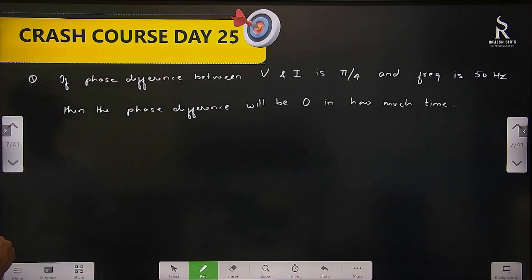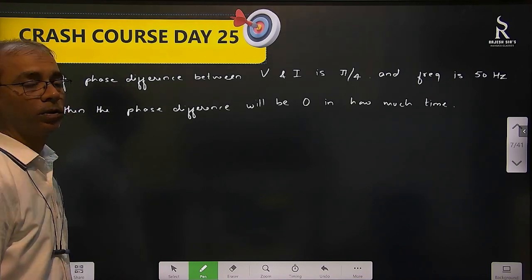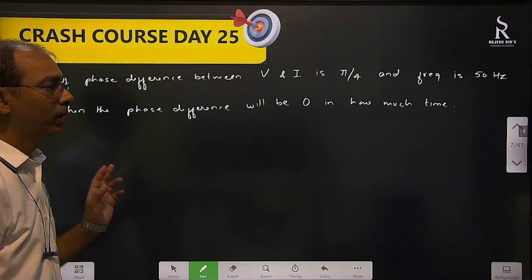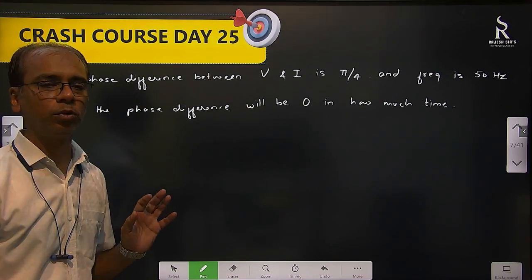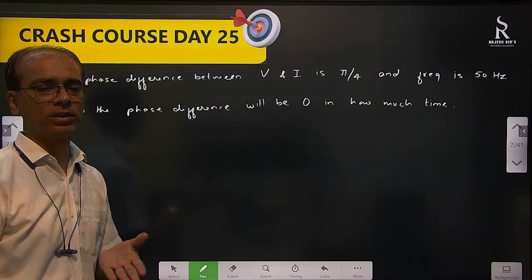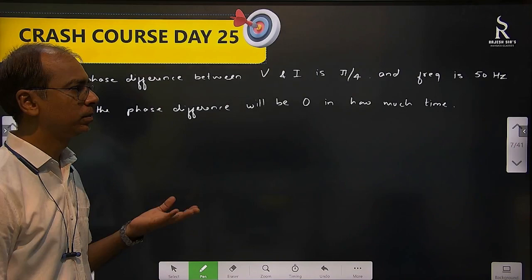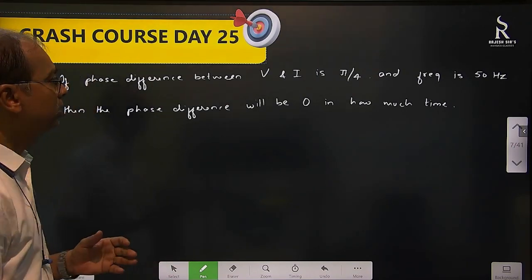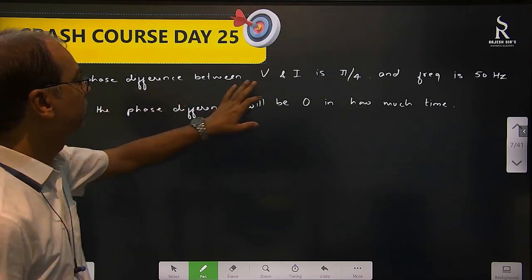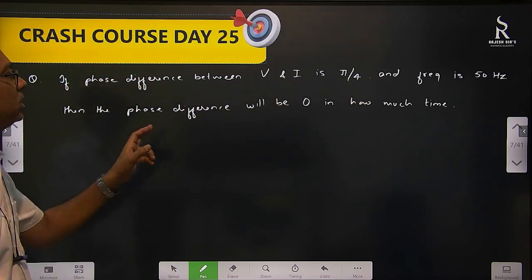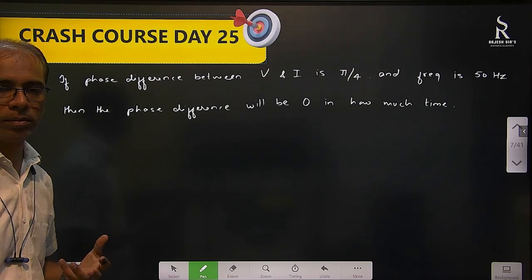So here a phase difference between V and I is pi by 4. Phase difference between V and I. They are not in same phase. But when we produce them through an AC generator, both were in same phase. It was V equal to NBA omega sine omega t, and I also was V naught by R sine omega t. So they were in same phase. But he says if phase difference between V and I is pi by 4 and frequency is 50 hertz, then the phase difference will be 0 in how much time?